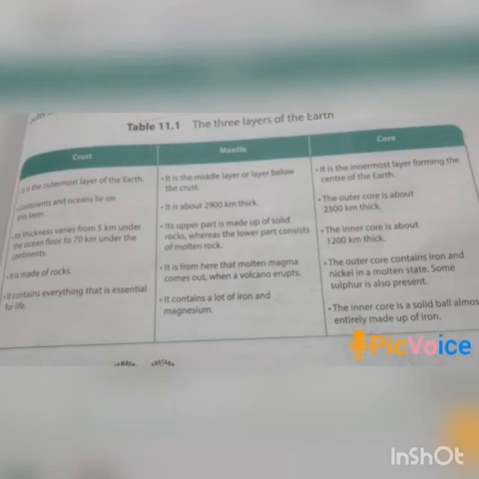Okay. In the crust, the continents and oceans are present. Continents and oceans lie on this layer. Its thickness varies from 5 km under the ocean floor to 70 km under the continents.